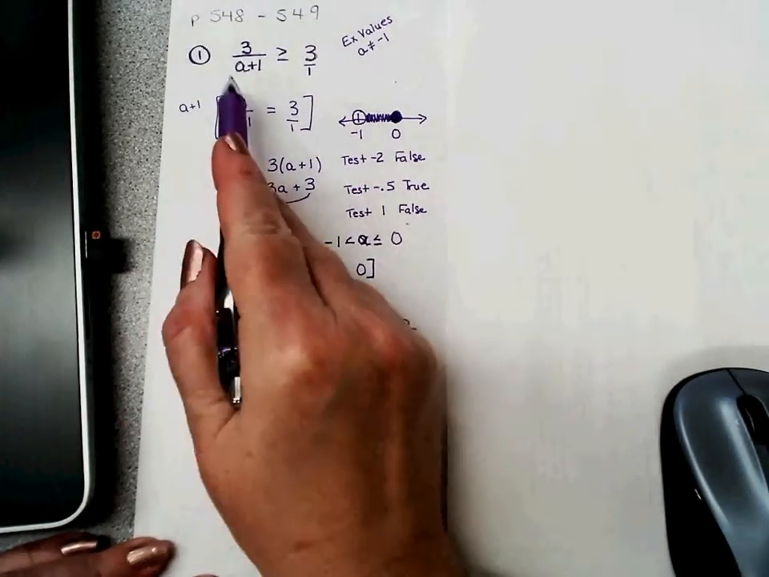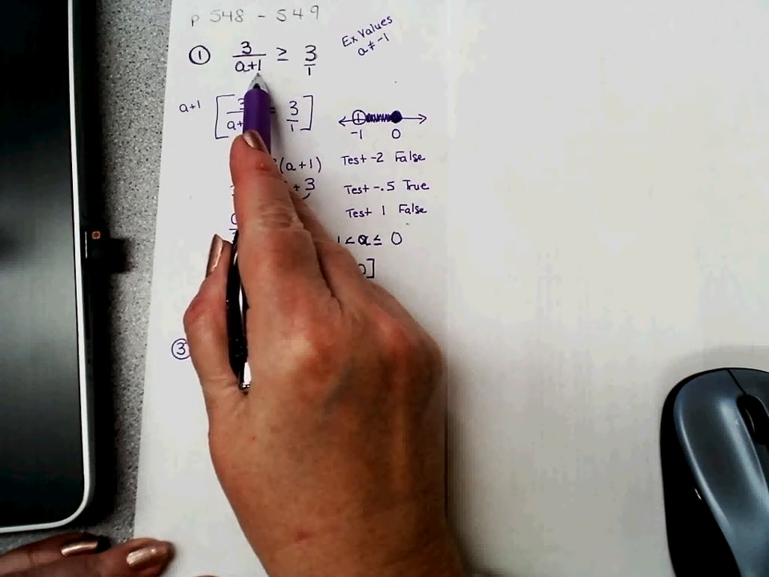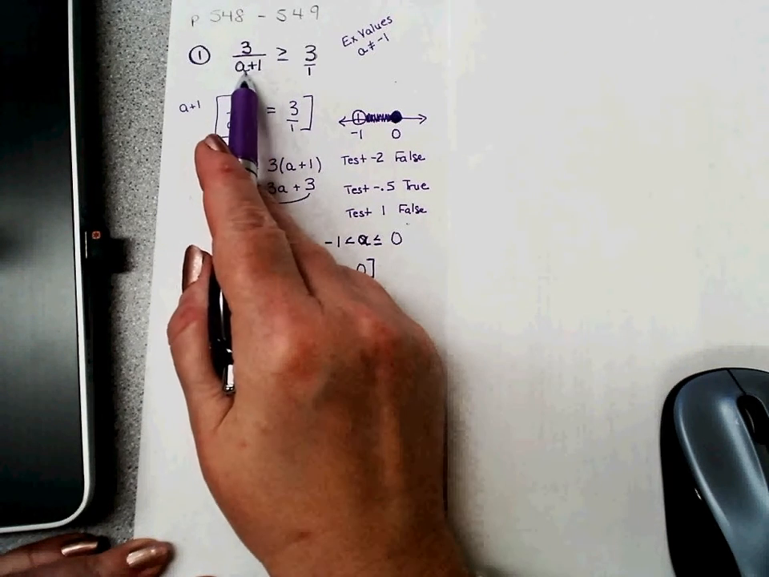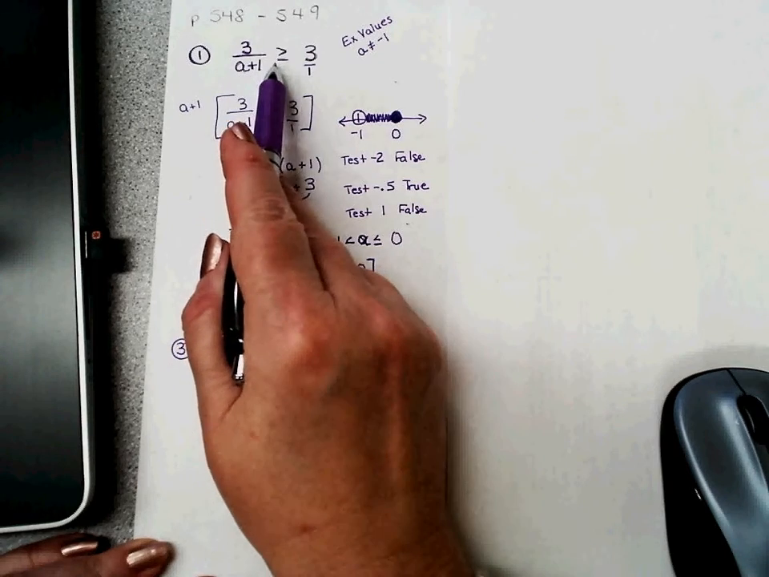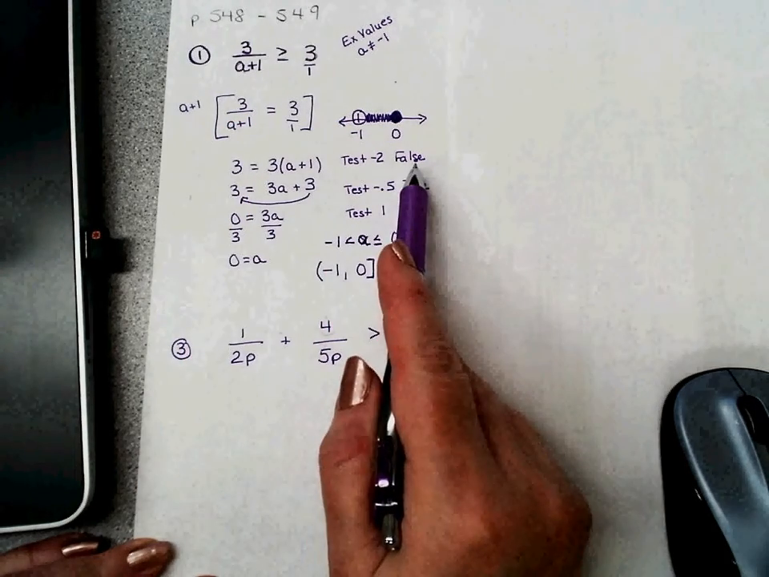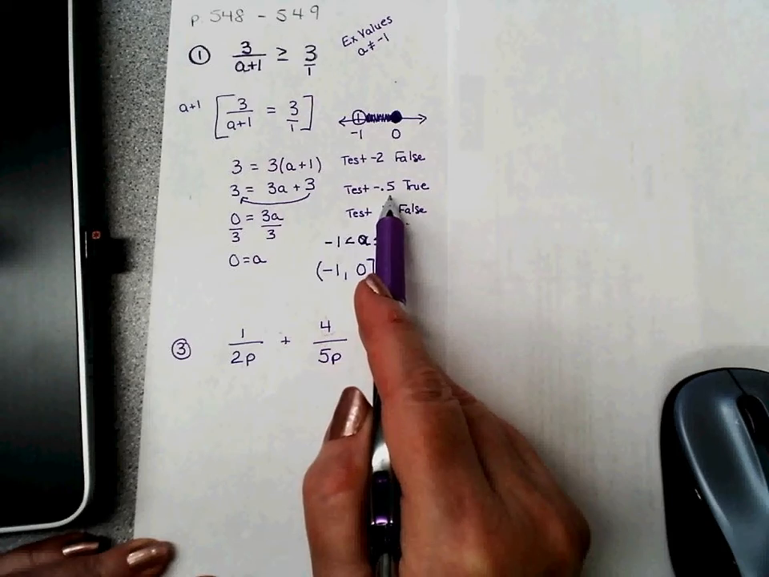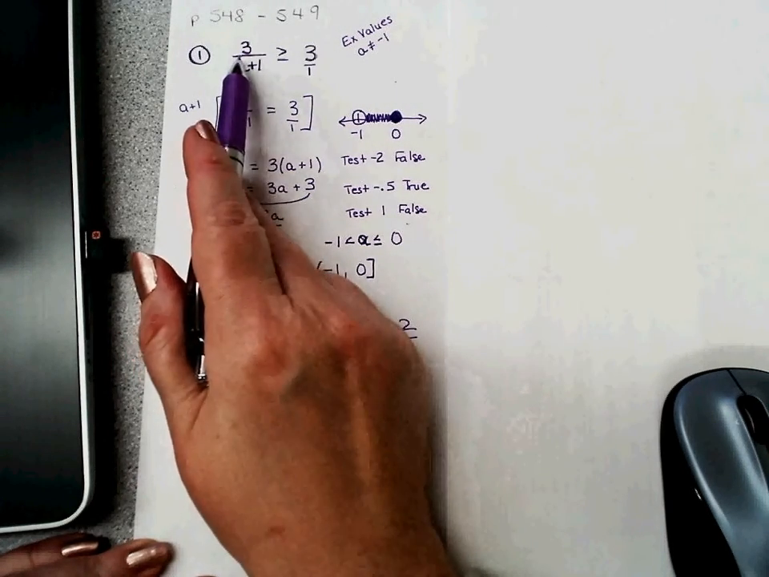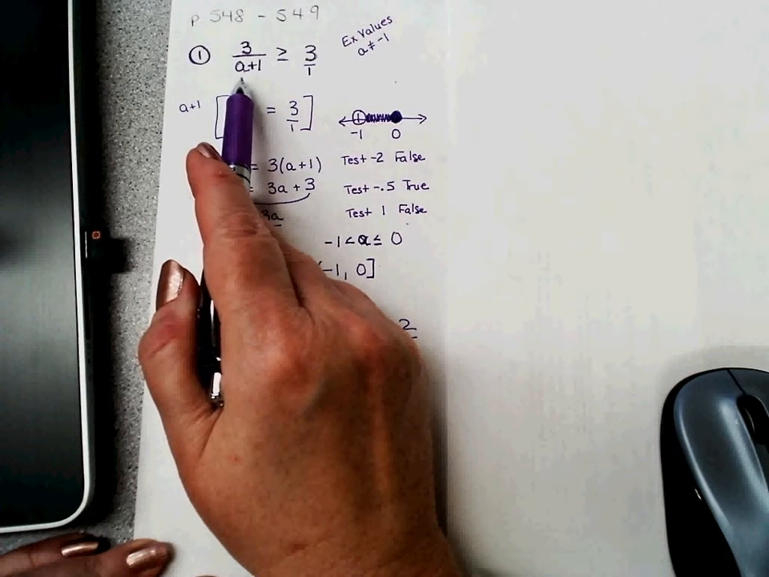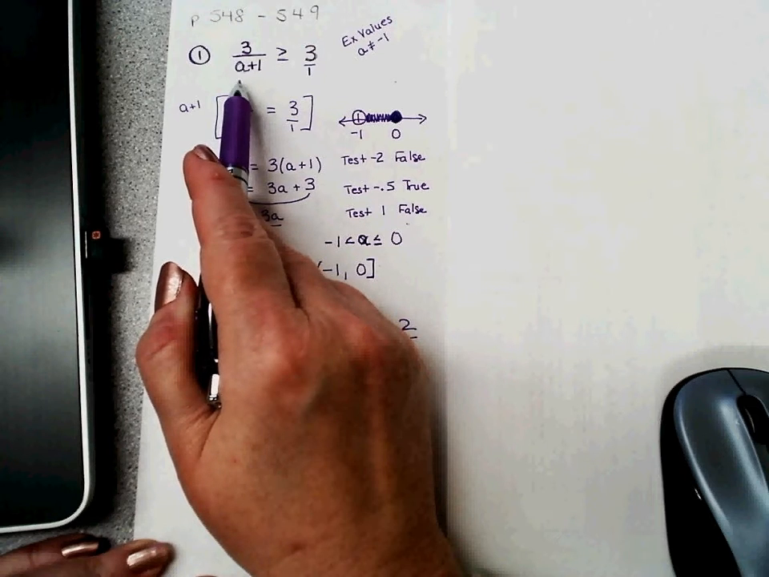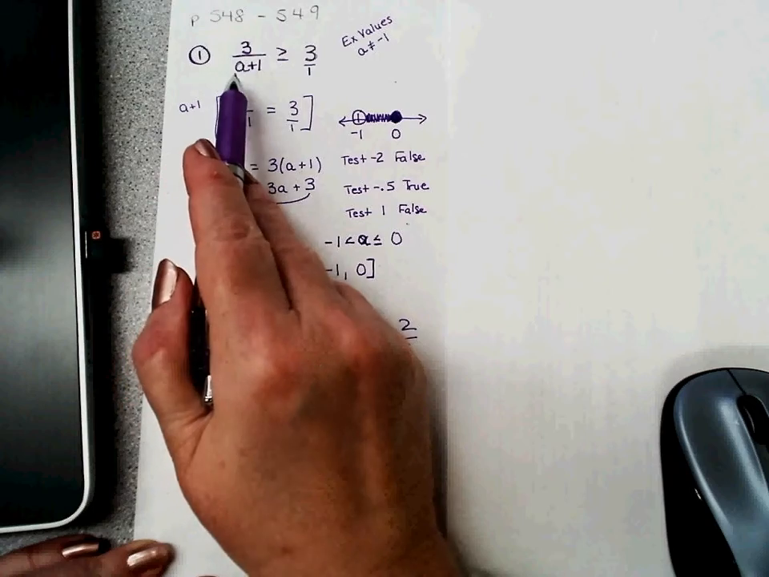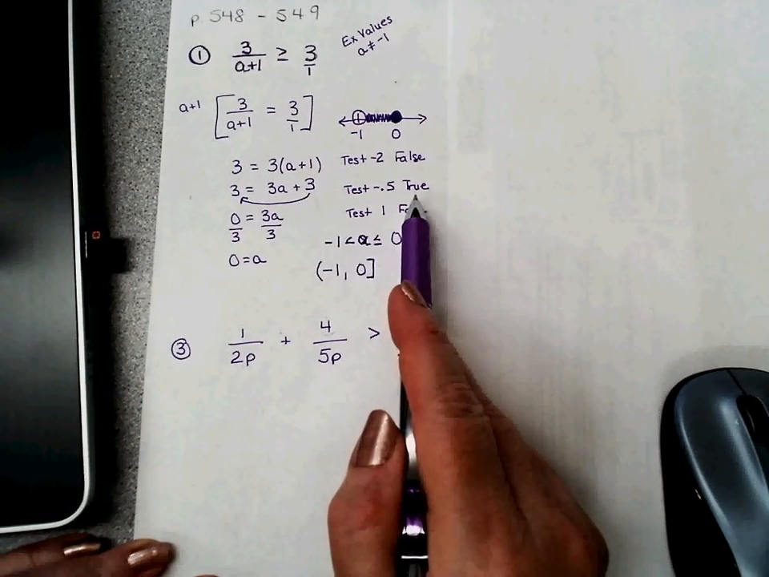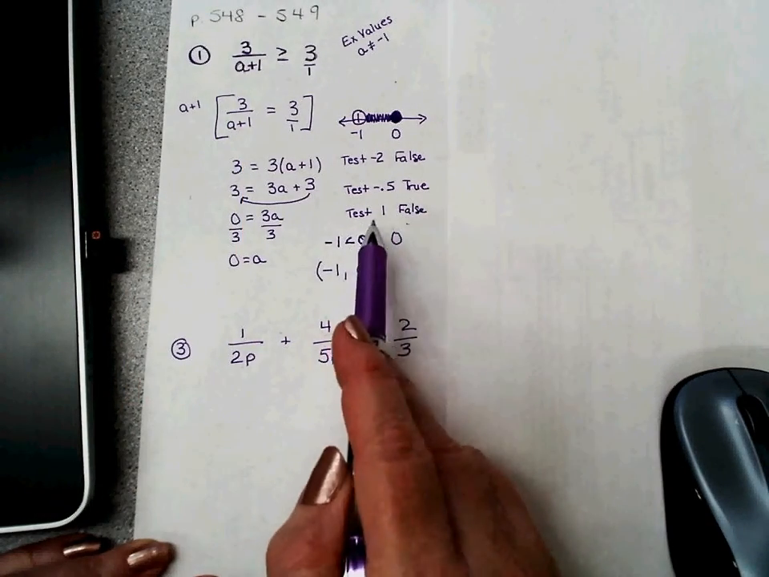Anyway, -2 plus 1 is -1. 3 divided by -1 is -3. Is -3 greater than 3? False. Let's test -1/2. -1/2 plus 1 is a half. 3 divided by 1/2 is 6. It's not 1.5, it's 6 because it's 3 divided by 1/2 and you have to flip the 1/2 and multiply. So 6 is greater than 3. It's true.